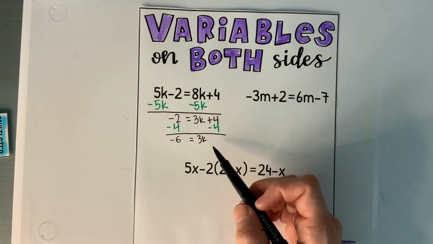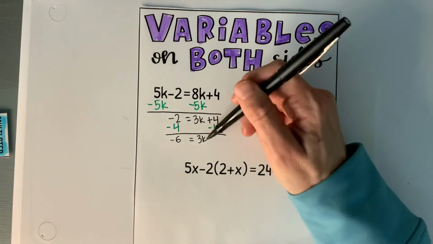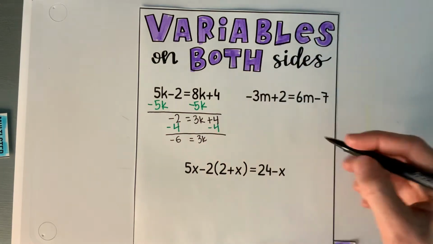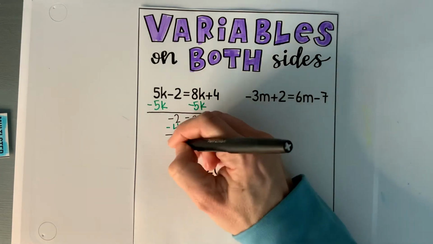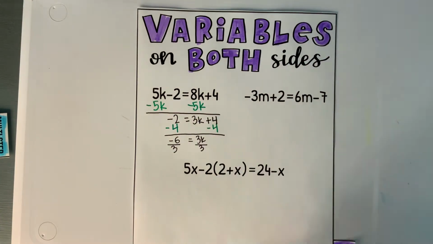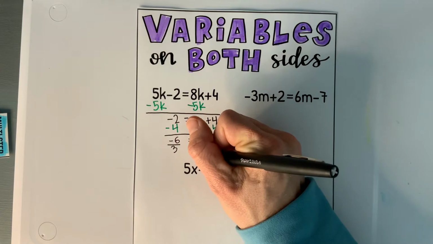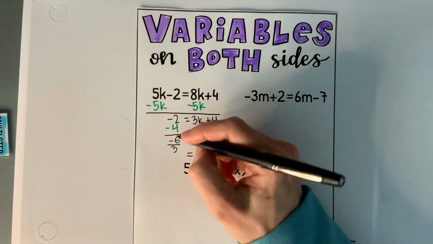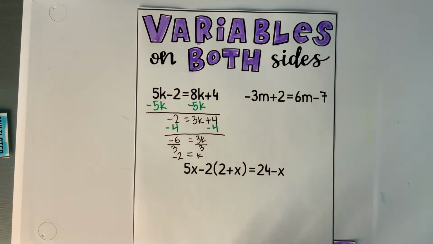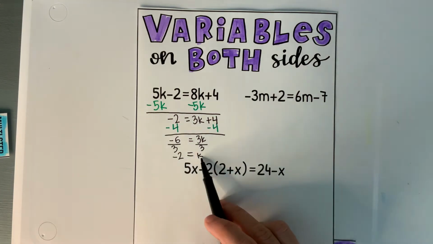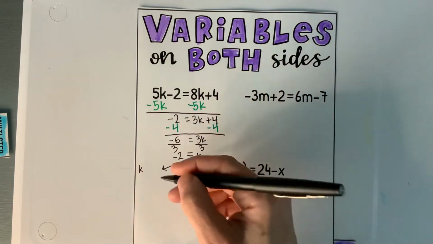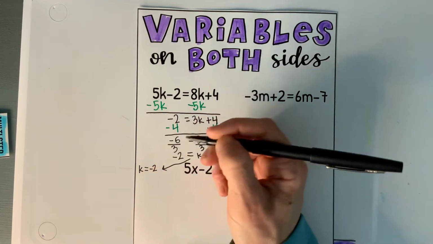Now I want to multiply or divide by my coefficient. Right now, k is being multiplied by 3. In order to undo multiplying by 3, I need to divide by 3, both sides. So 3k divided by 3 is just plain old k, which is equal to -6 divided by 3, which is -2. Now you have -2 equals k, but oftentimes when we put things in our final answer, we put the variable on this side. So k is equal to -2.